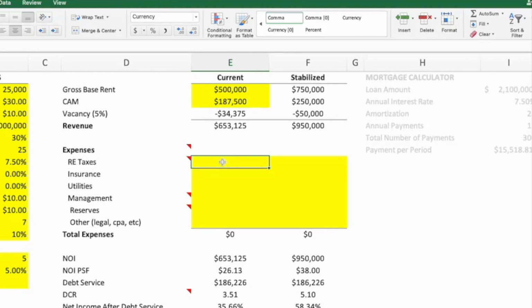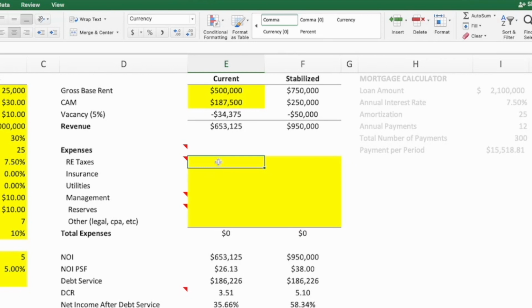So if they're currently paying 30 grand a year right now for real estate taxes, still go to the tax estimator tool, see what it'll be next year when it sells for the potential price that you're about to pay. And whatever that number is, put it in there. So it might be 50 grand. Okay, so we'll put $50,000 in here.